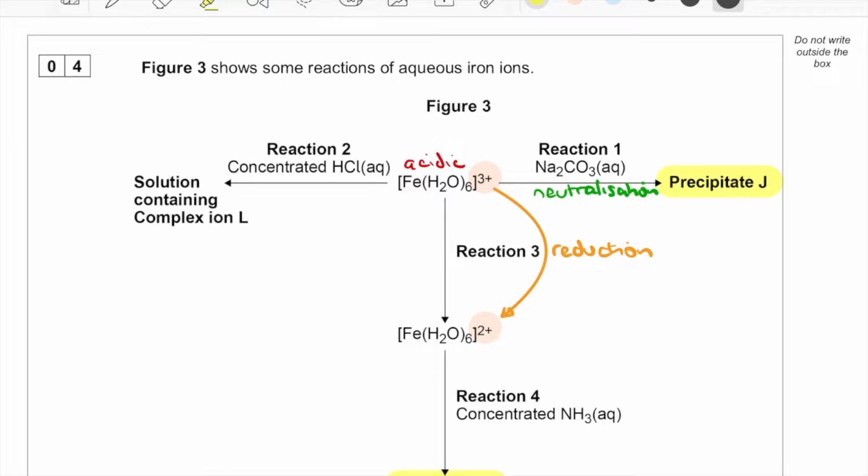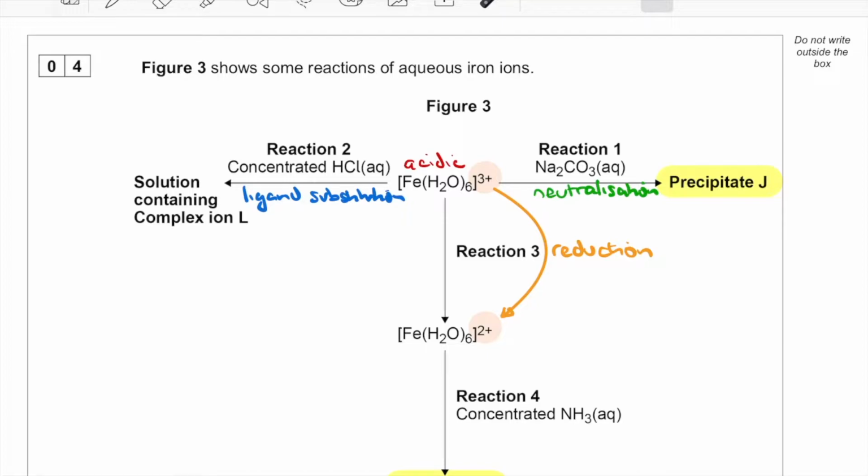Then reaction 2, concentrated HCl. This is a ligand substitution or ligand exchange reaction. Now the reason Cl-, because that's what we would have here, is interesting, or what you have to pay attention to, is that if you do get ligand substitution, then you would get a change in shape of the complex ion. So when we look at the hexa aqua ion, and I'm saying hexa aqua because it's 6 water molecules, or 6 water ligands, that would have an octahedral shape.